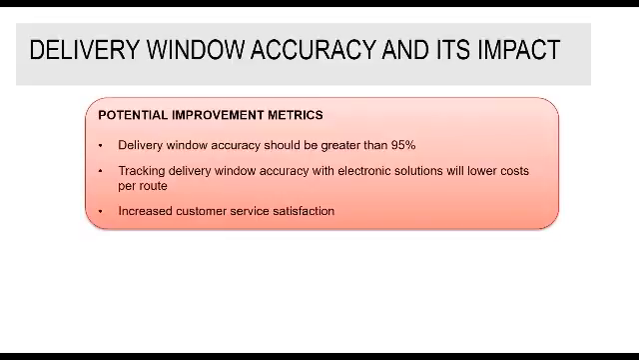Tracking delivery window accuracy with electronic solutions not only simplifies the process and creates more accurate information, which ultimately can lower the cost of the issues that are created by being outside of your delivery windows. And then again, customer satisfaction is going to come into play. A lot of folks can probably deliver a lot of the same types of products, and customer service is going to be one of those factors that sets your business apart from your competitors. So having improved customer service is going to be one of those differentiators for you.